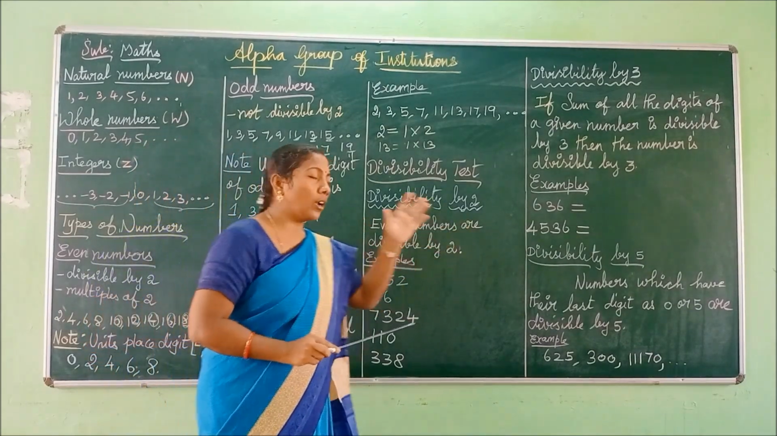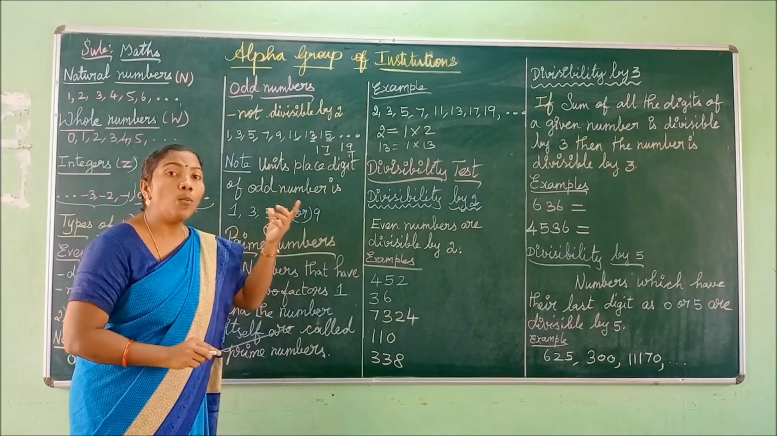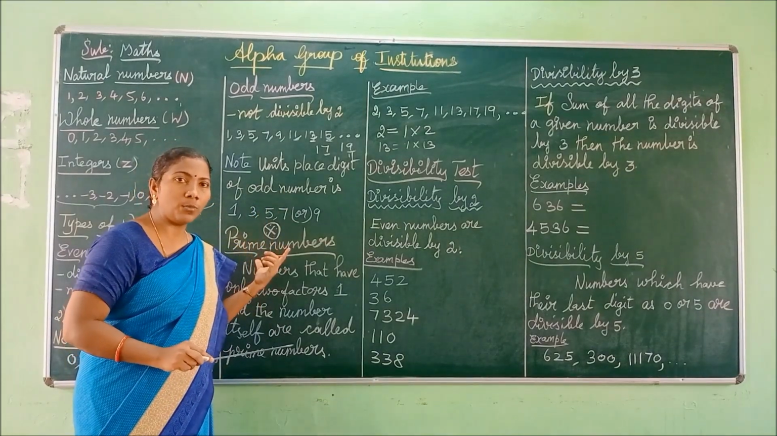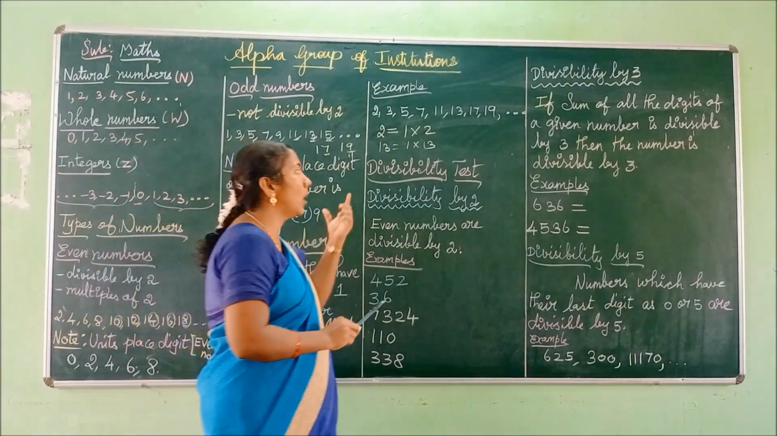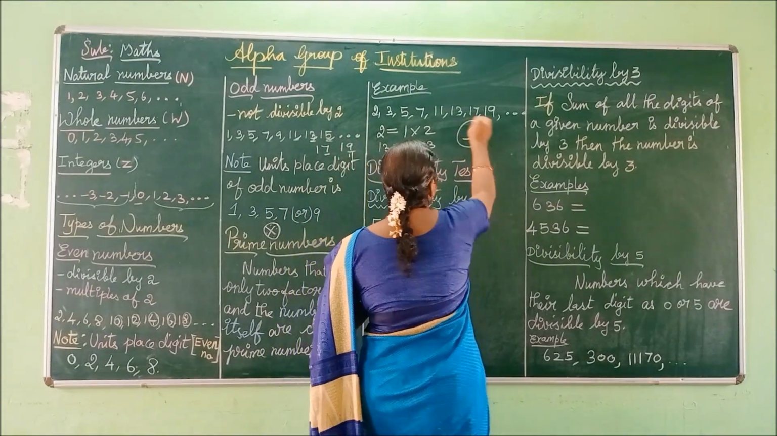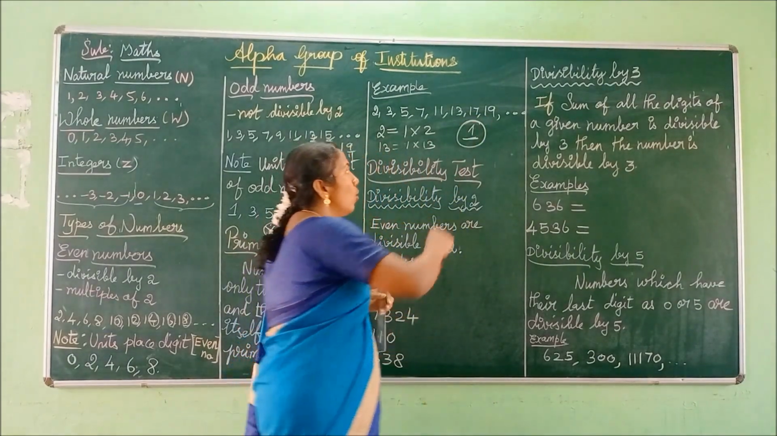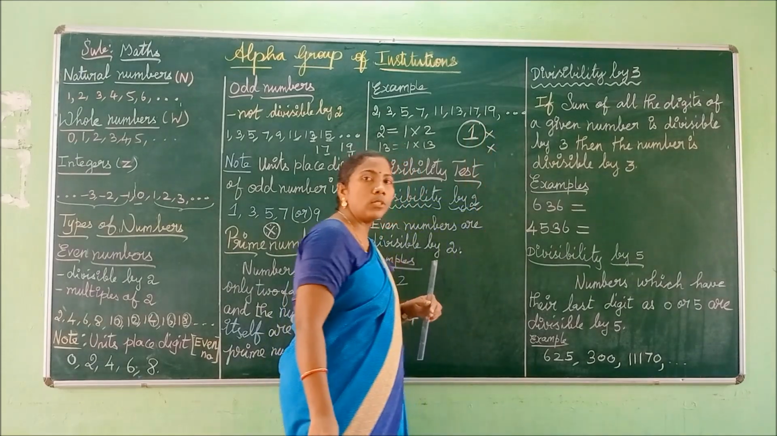It goes on. Similarly, we can say numbers which are not prime are said to be composite numbers. Also, we can say the number 1 is neither prime nor composite. 1 is not a prime number and 1 is not a composite number.